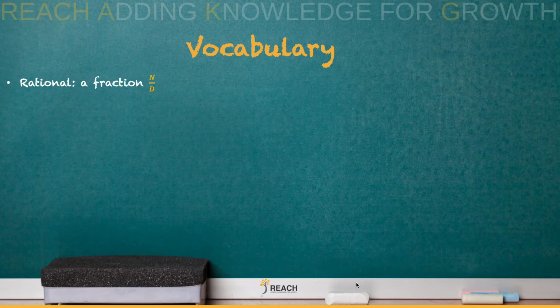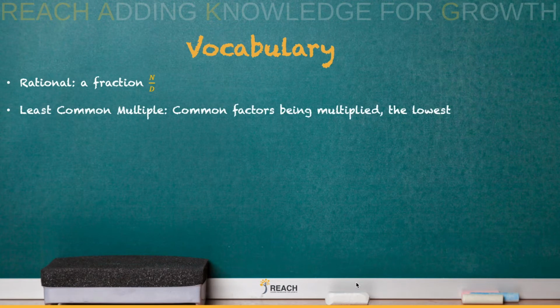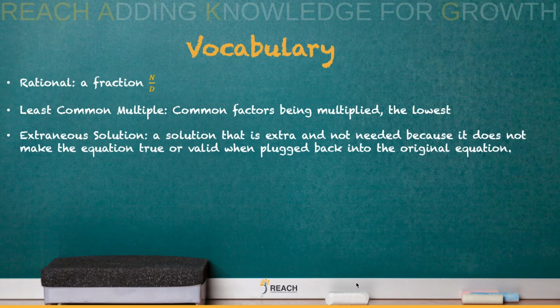Okay, let's check out some vocabulary. Rational is just a fraction. Least common multiple is the common factors being multiplied the lowest. And last for our vocabulary is the extraneous solution, a solution that is extra and not needed because it does not make the equation true or valid when plugged back into the original equation.